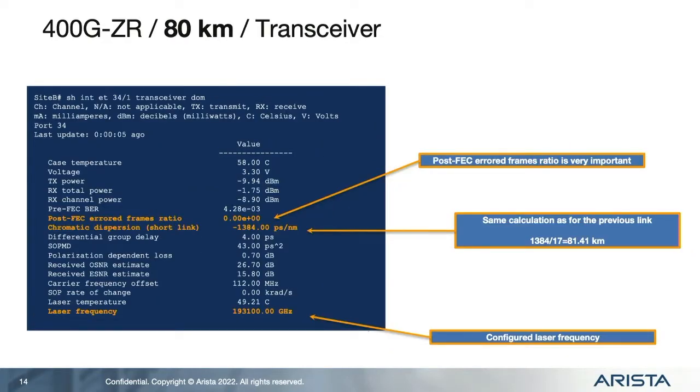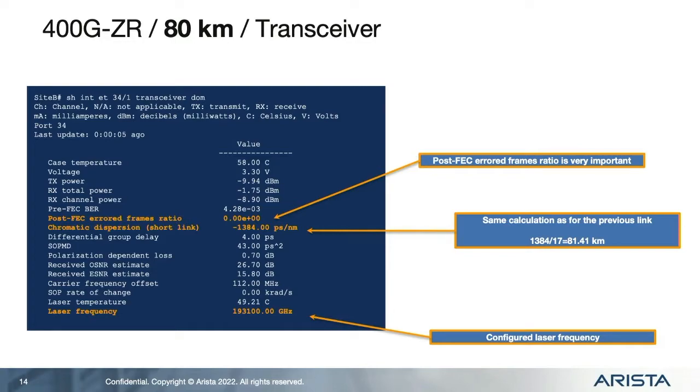So that was the shorter of the two links. That was the 40-kilometer link. How does that look for an 80-kilometer link as well? Well, the good news is we still don't have any post-FEC errors. Always good to see. Chromatic dispersion in total is a lot more, roughly double, which is what you would expect for double the link length.